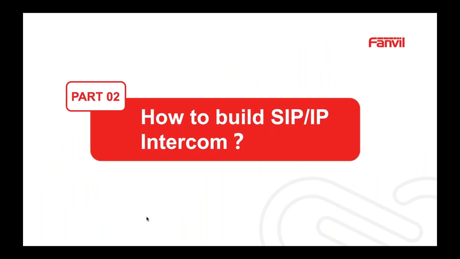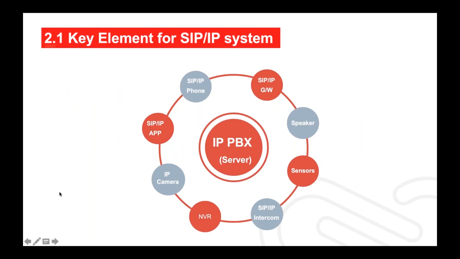Okay, how to build a SIP intercom? This chapter will show what kind of elements are needed to build up a SIP intercom system. What is the key element for a SIP IP intercom system? There are several, but actually not that many. Mainly the system needs an IP PBX, such as a server, which we call the intercom server, and SIP phone, SIP IP gateway, speaker, sensor, intercom, NVR, IP camera, and the SIP IP app.